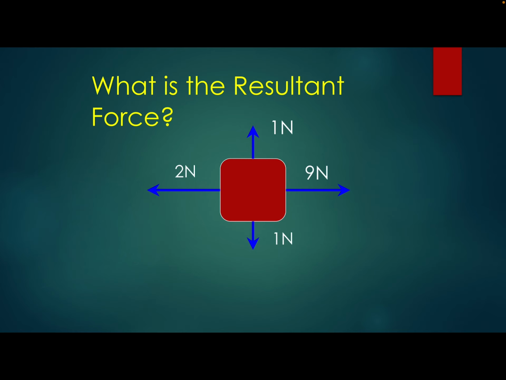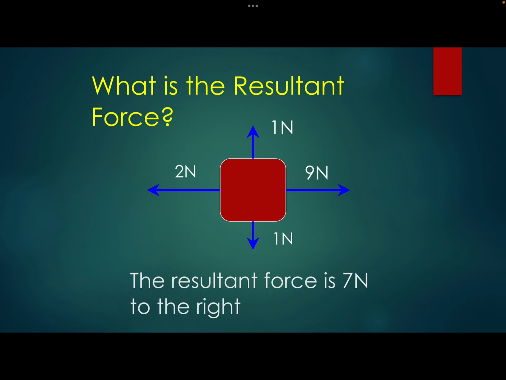Okay, hopefully you've been able to figure out for me that you've got 1 newton up, 1 newton down. They would cancel out, so there'd be no resultant force up or down. And then you do 9 newtons, take away the 2, leading to a 7 newton force to the right. So we're doing 1 minus 1, the up and down, they cancel out. And then 9, take away 2, 7 newtons to the right.